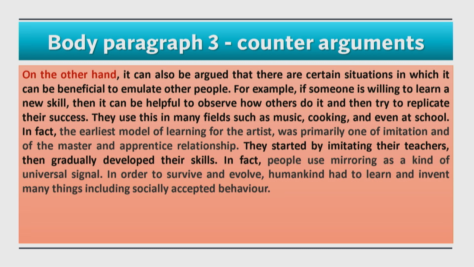In fact, the earliest model of learning for the artist was primarily one of imitation and of the master and apprentice relationship. They started by imitating their teachers and then gradually developed their skills. In fact, people use mirroring as a kind of universal signal. In order to survive and evolve, humankind had to learn and invent many things, including socially accepted behavior.